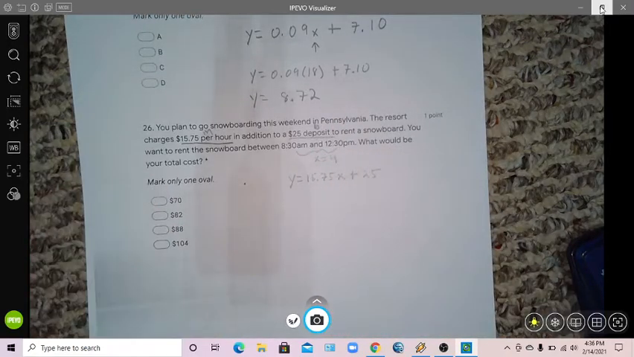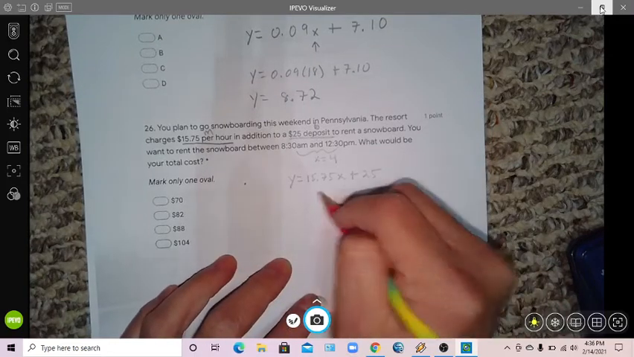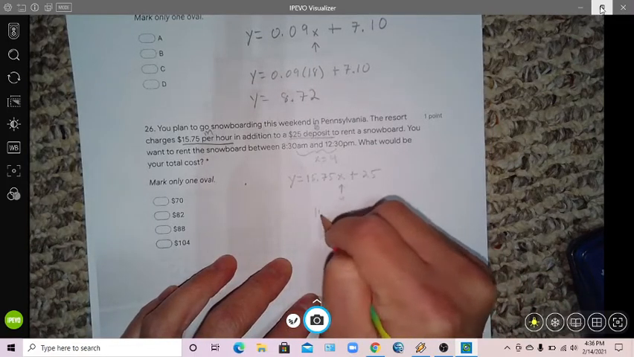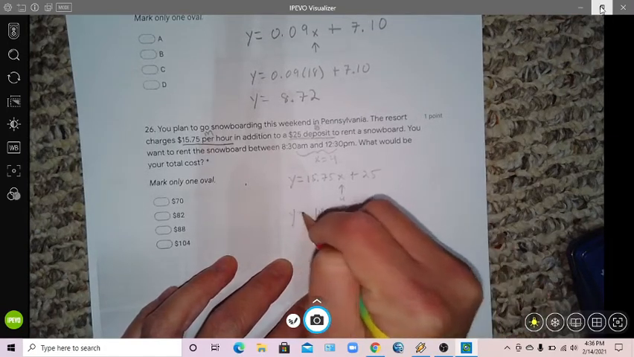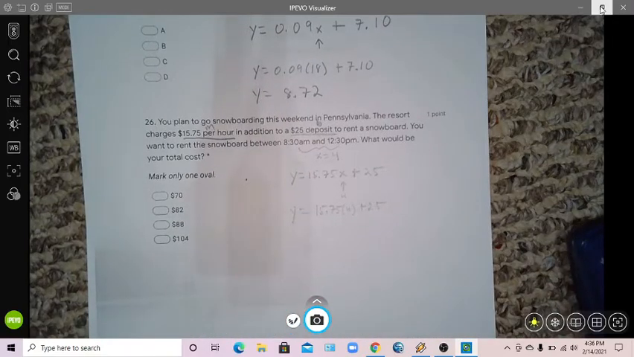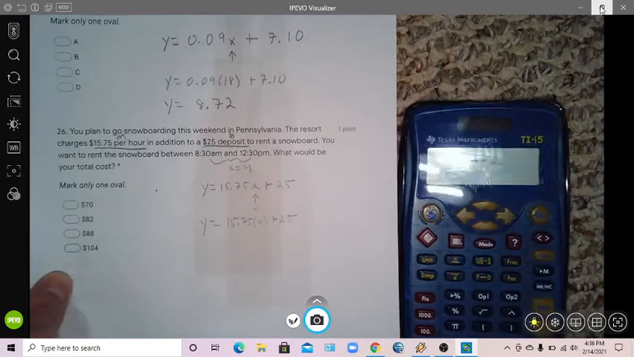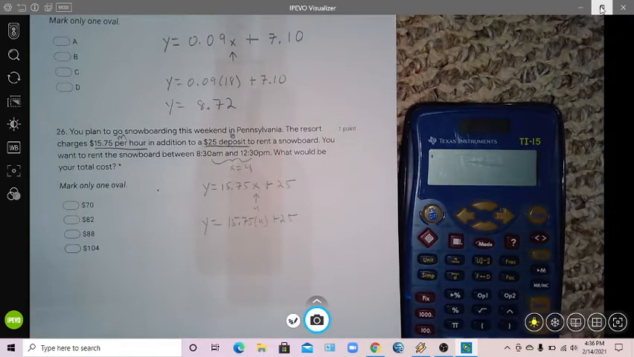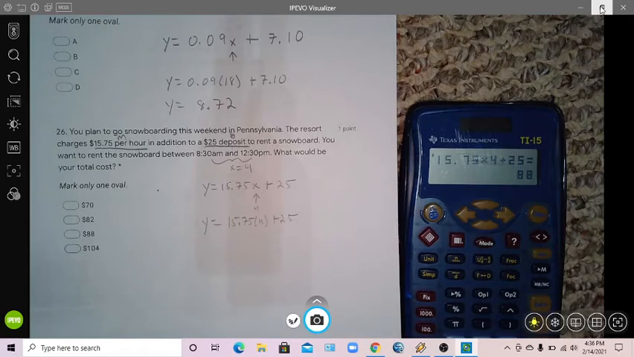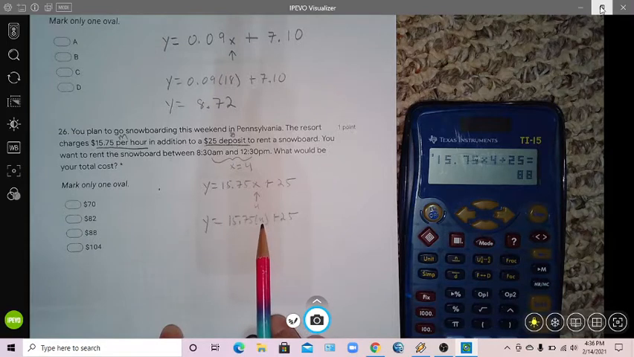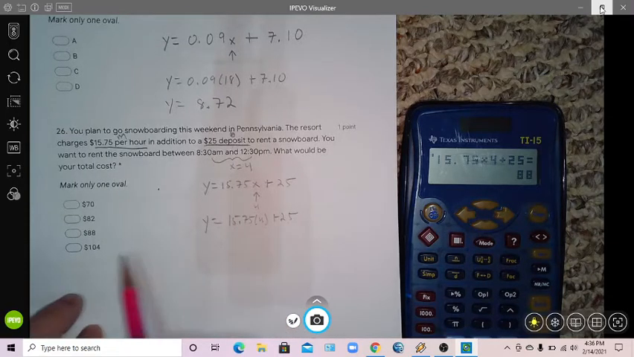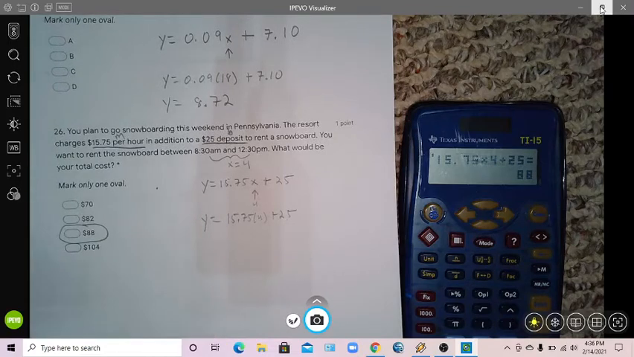That's 4 hours. So what would your total cost be? I'm just going to put in a 4 here. So 15.75 times 4 plus 25. That should give me my total cost. Alright, so I'm going to just plug this into the calculator also. I'm going to clear this. 15.75 times 4 plus 25, and it gives me $88. You had to pay $25 right away, in addition to you rented 4 hours for $15.75 per hour. So $88 is your total cost.